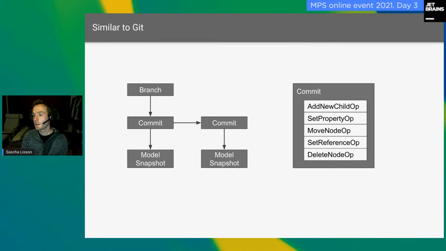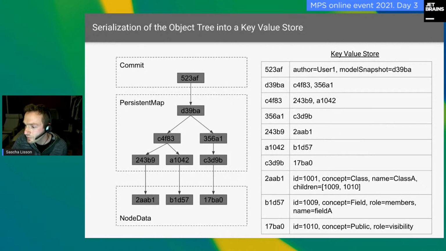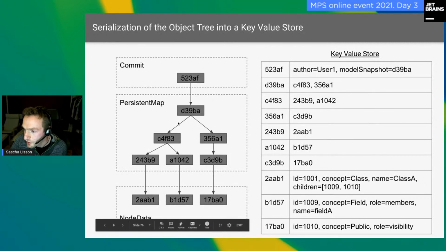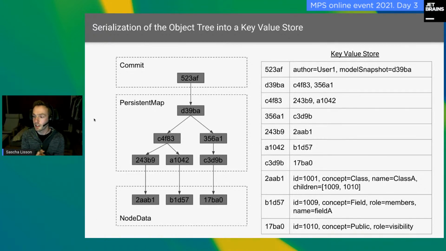So yeah, I don't want to go into the details because I don't have that much time, but this is how it works. You have commits that also include a list of operations, but everything else is almost like it is in Git. For example, this is how the data structure would look like. It's an abstraction, simplified.